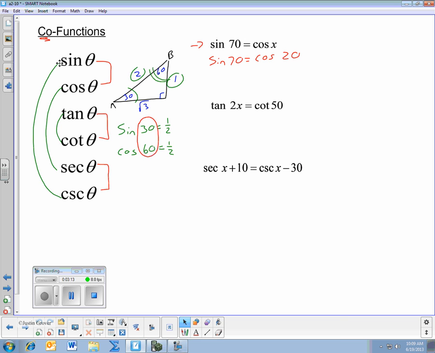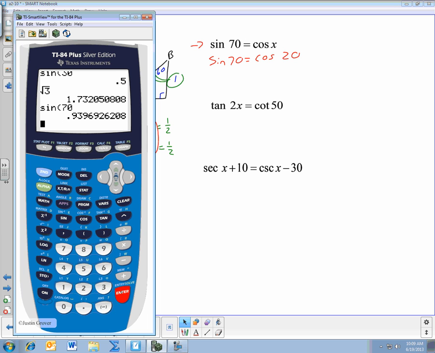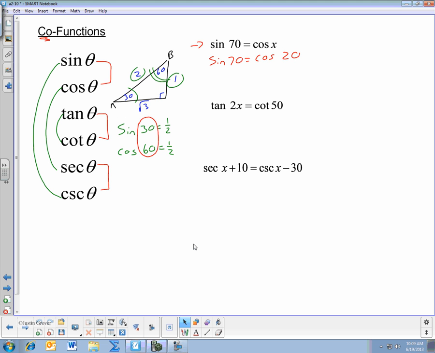And it's really easy to check, because you could type in sine 70, and you're going to get some random ratio. We'll try cosine 20. You get the same thing. And so you can check that very easily.